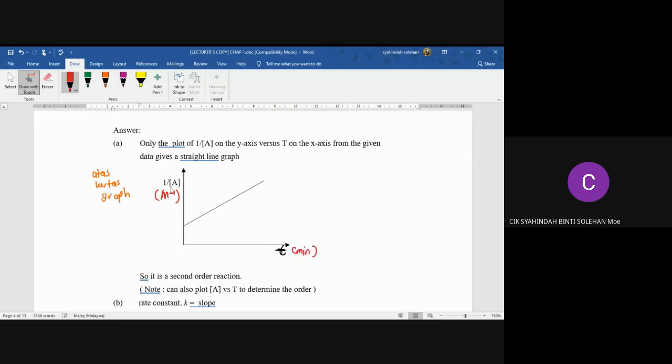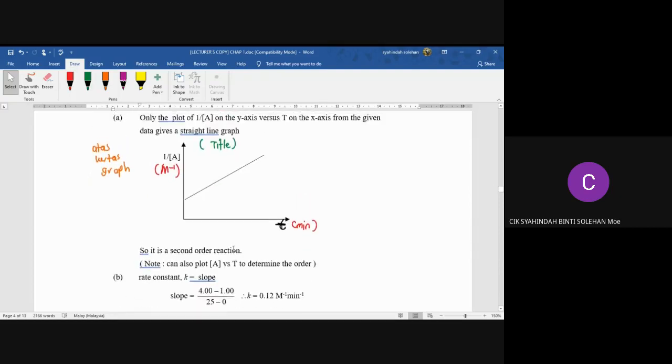minute. Okay. Saya nak you plot atas kertas graph, and please don't forget to put the title here. Title dia apa? Graph of 1 over concentration of reactant A against time. Okay. So suppose you akan dapat straight line begini. That means it's a second order reaction. Okay. Alright. Ni apa T besar ni? T kecil.